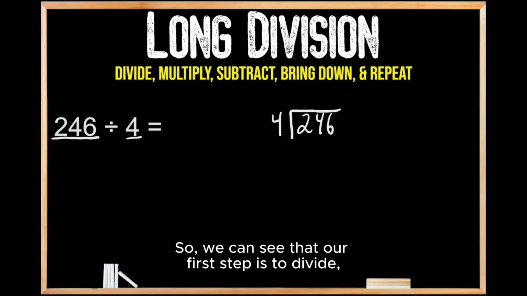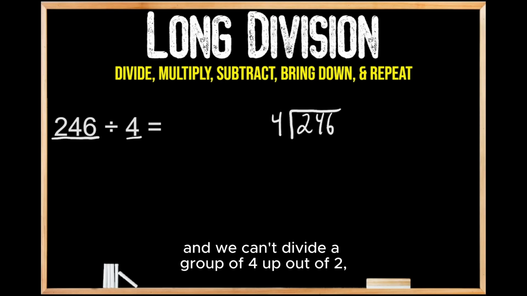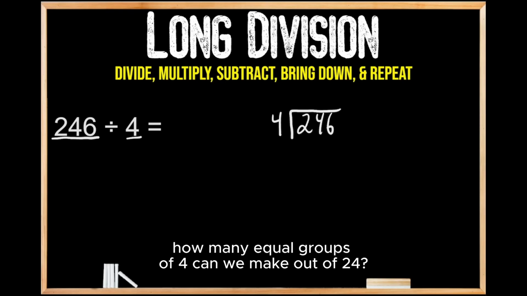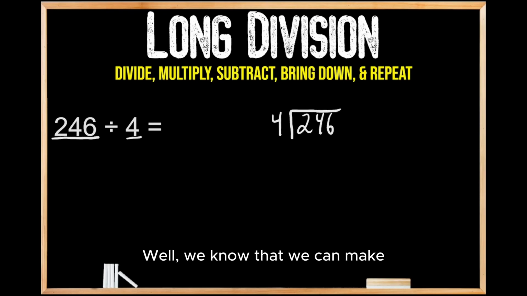So we can see that our first step is to divide, and we can't divide a group of 4 out of 2, so we're going to move from left to right, and now we're going to think, how many equal groups of 4 can we make out of 24? Well, we know that we can make 6 whole groups of 4 out of 24.